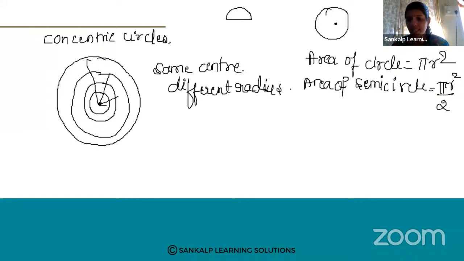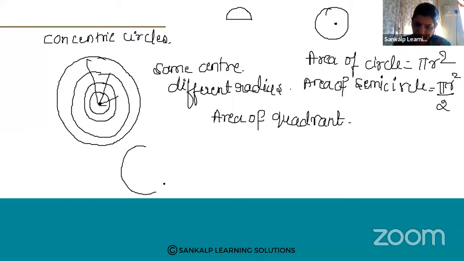Remember. Next, area of a quadrant. Next concept, area of a quadrant. Remember, these are all very important. What do you mean by quadrant? If you take one circle and divide the circle into 4 parts, this is one part, this is the second part. Here I can get 4 parts: 1, 2, 3, and 4. This is the first part, this is second, third, fourth.